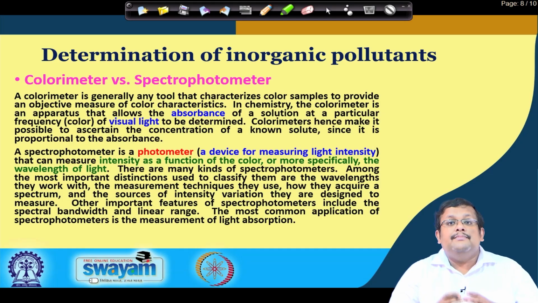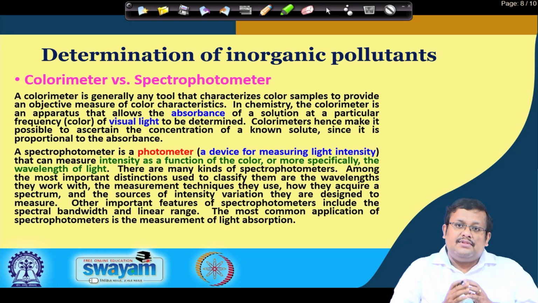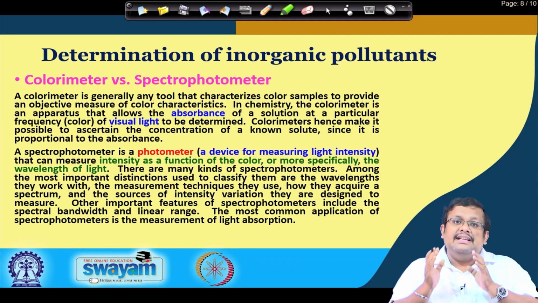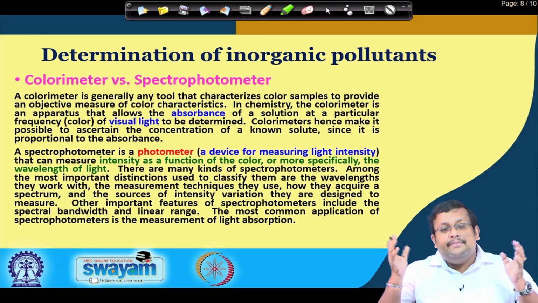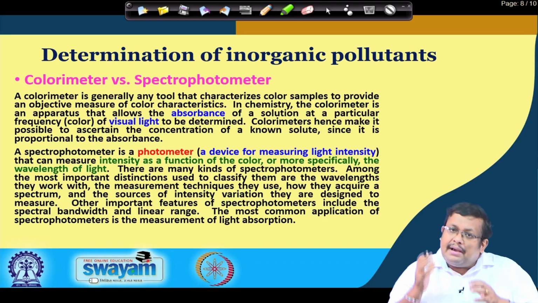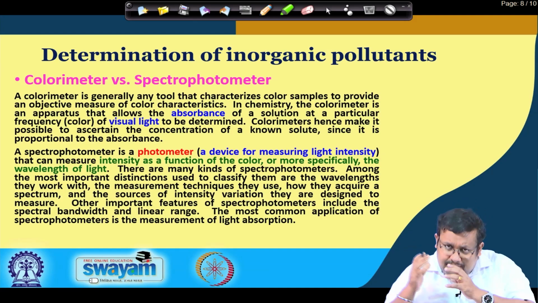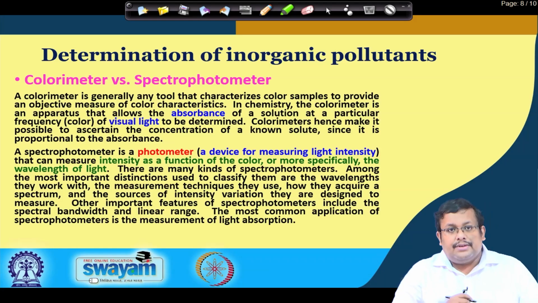So, colorimetry makes it possible to ascertain the concentration of a known solute since it is proportional to the absorbance. Colorimetry deals with the color of the solution, it basically deals with the specific frequency of the visible light, and it measures the absorbance by a solution, and by measuring the absorbance it measures the concentration of a particular solution.